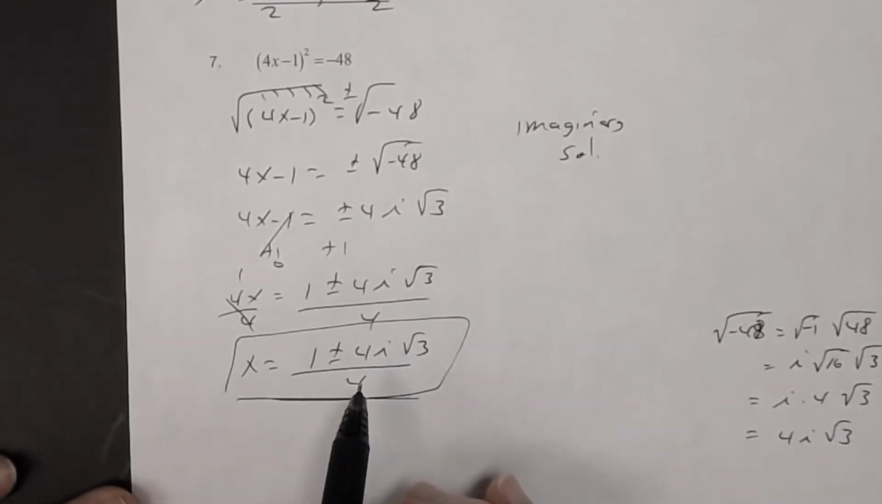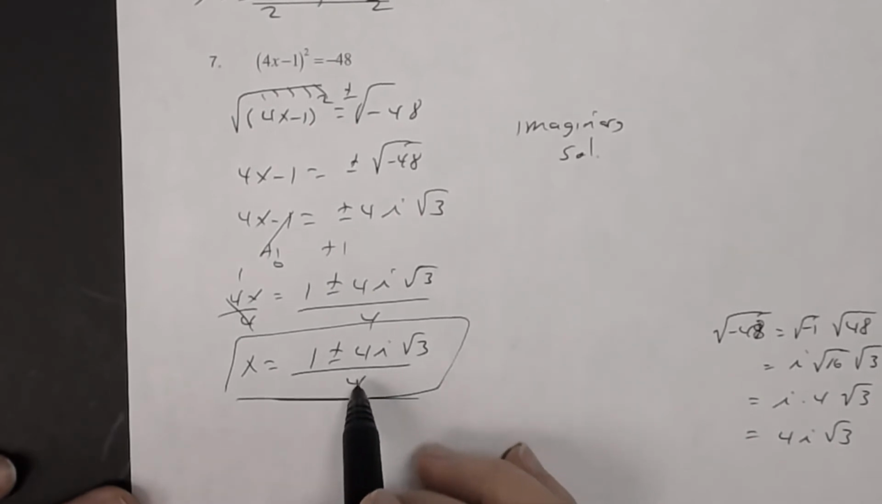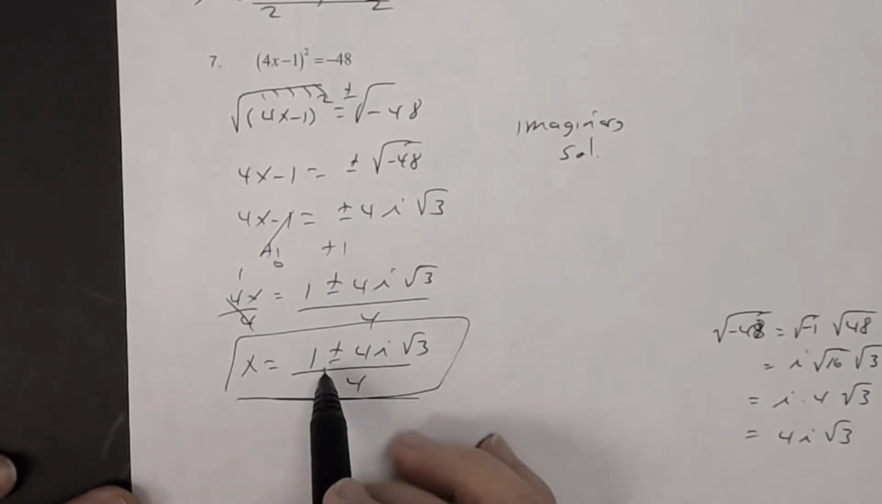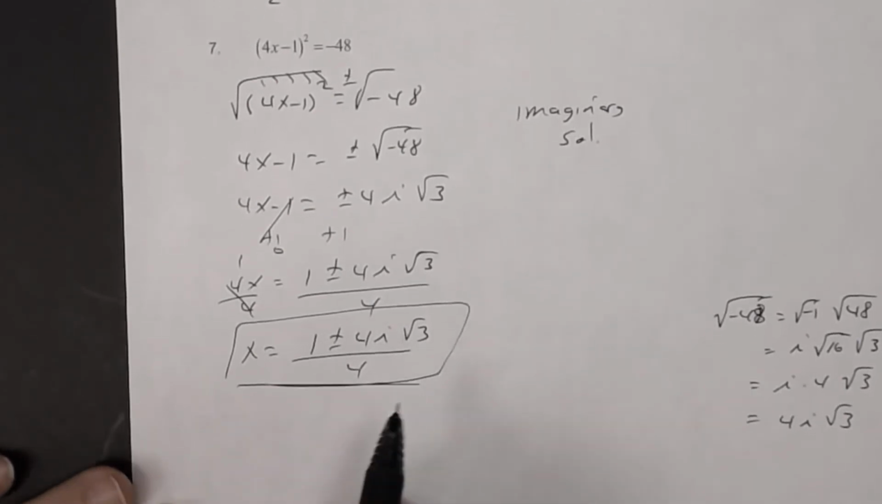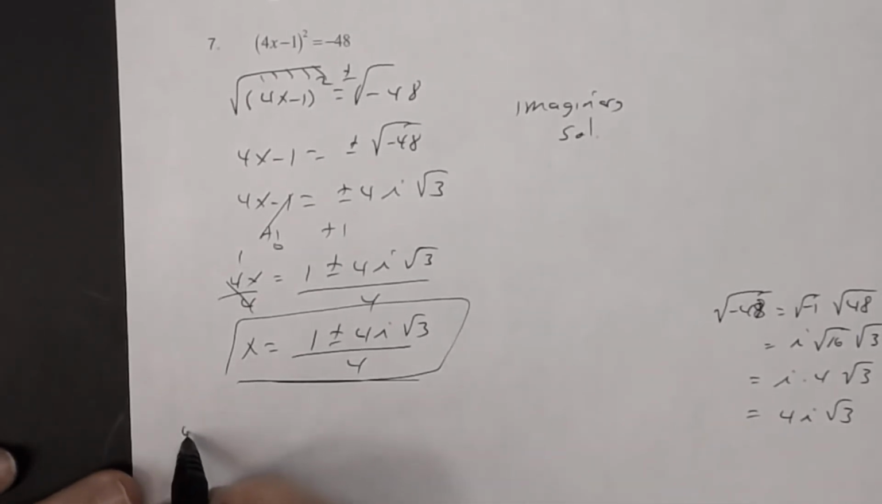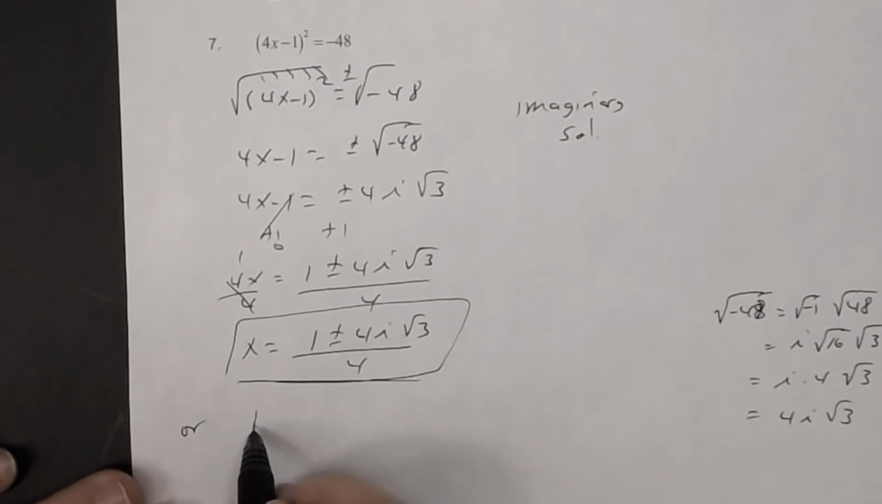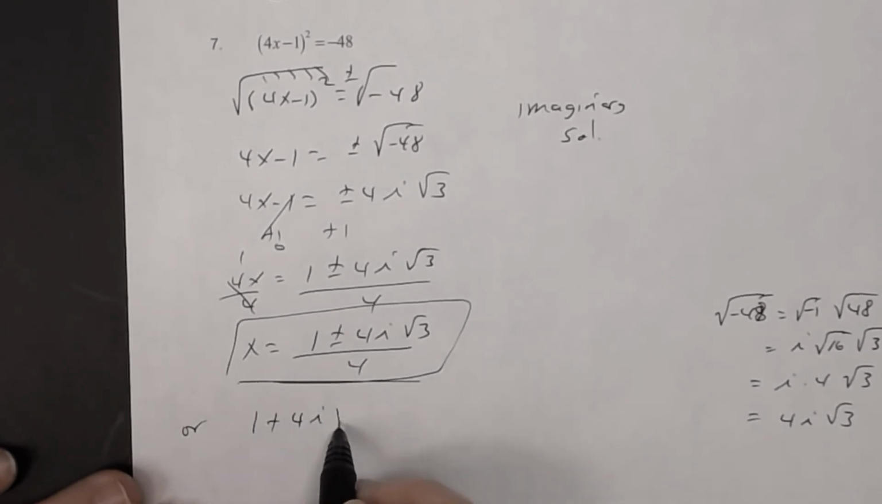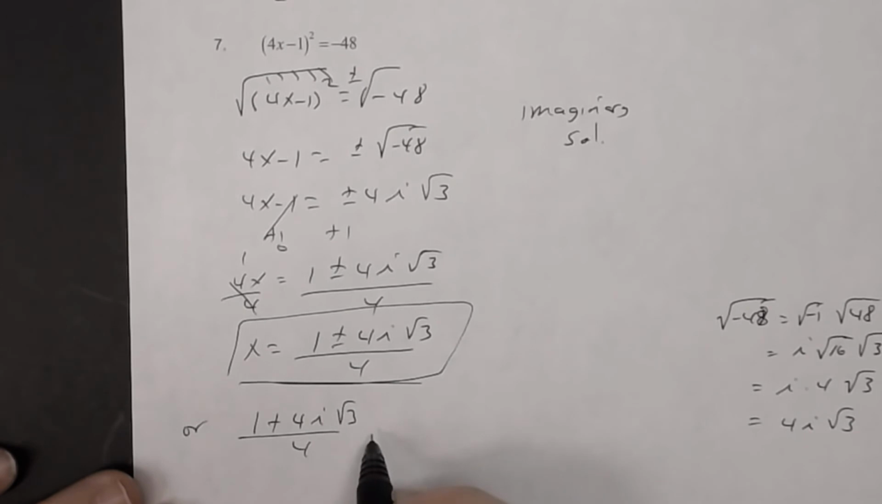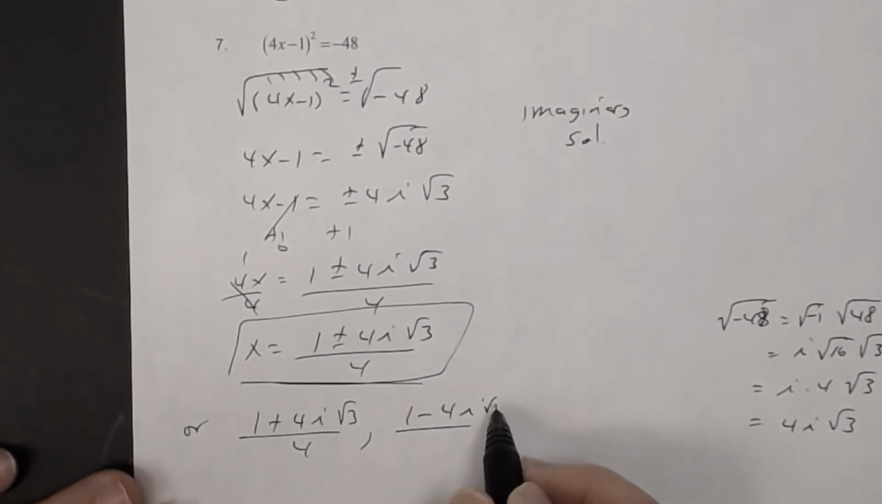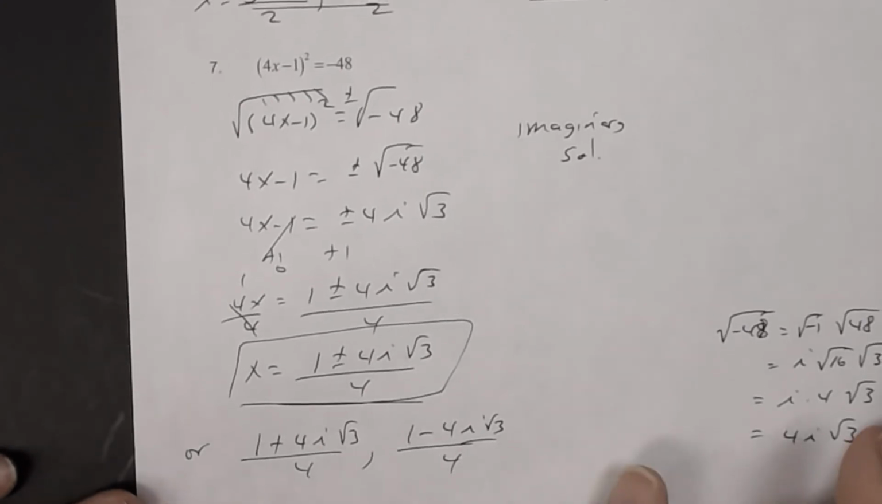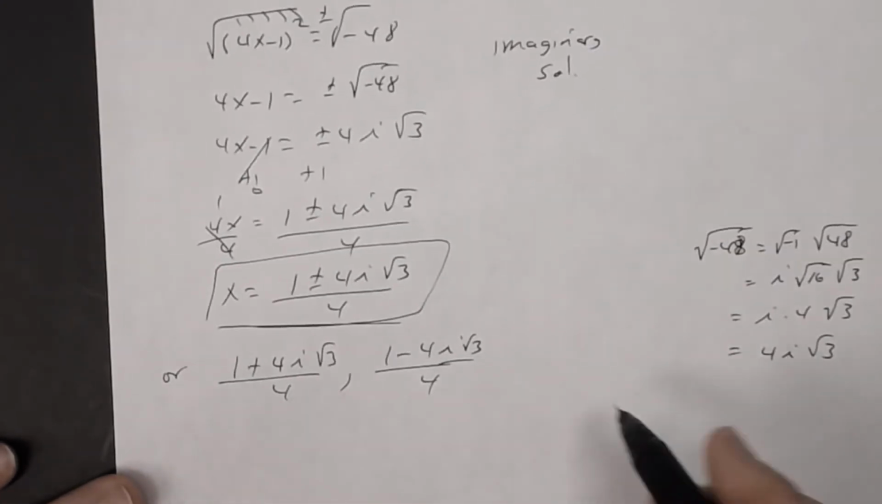Now, don't make the mistake and reduce these 4's here. Don't do that because if you do that, you're forgetting about the fact that this is also being divided by 4. So don't do that. Leave it like that. Now, you can also write as two separate solutions. So you'd say 1 plus 4i square root of 3 divided by 4, comma, 1 minus 4i square root of 3 divided by 4. Okay? All right. So again, don't make the mistake.